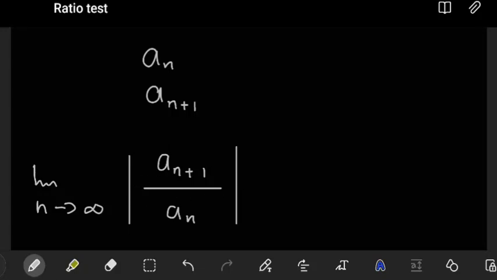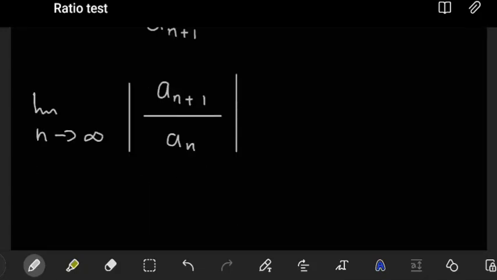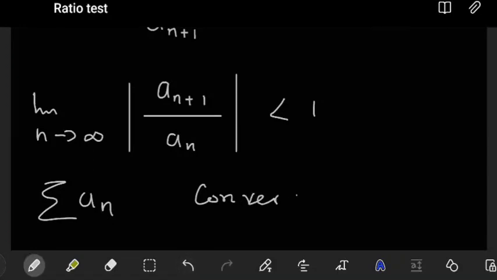When you find your limit, what is the limit? If it turns out that the limit ends up being less than 1, then our conclusion here will be that the series a sub n converges. So this is if our limit here ends up being less than 1.